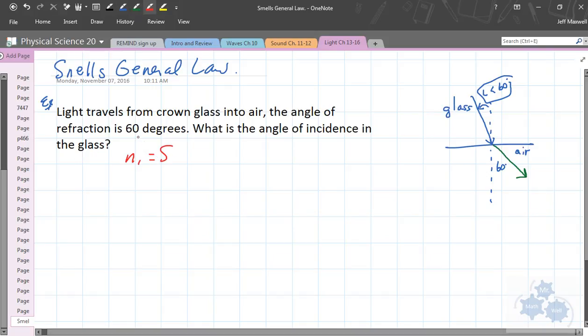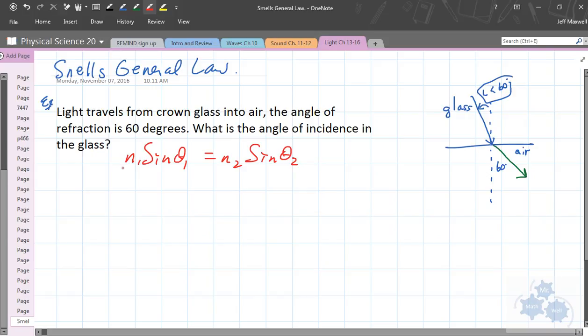n1 times sine theta 1 equals n2 times sine theta 2. And I've talked to you guys about theta, right? Do you know when I say theta what I'm talking about? This is a Greek letter, and it just represents an angle in math and science. All right? So we could put i and r there too. That's fine.